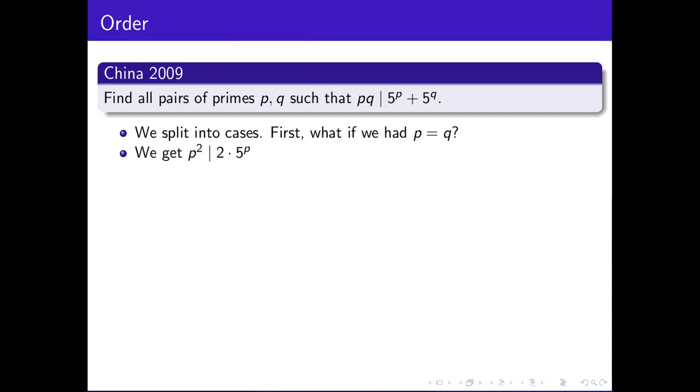So that means that P can only be either 2 or 5, but we see that it's also not a multiple of 4. So yeah, exactly. We need P equals Q equals 5, right? So now we consider our other case of P doesn't equal Q.